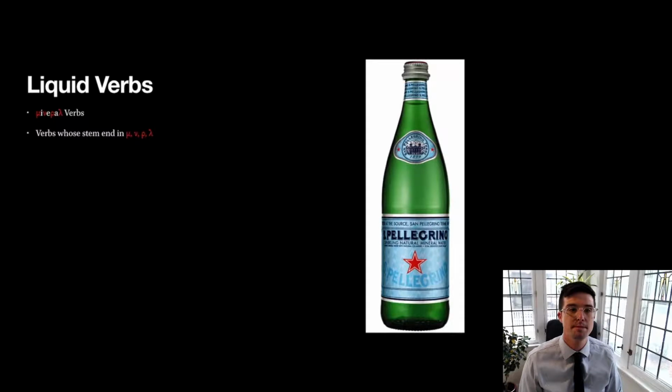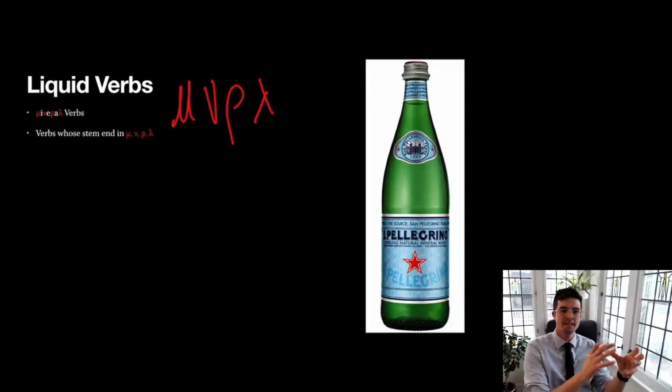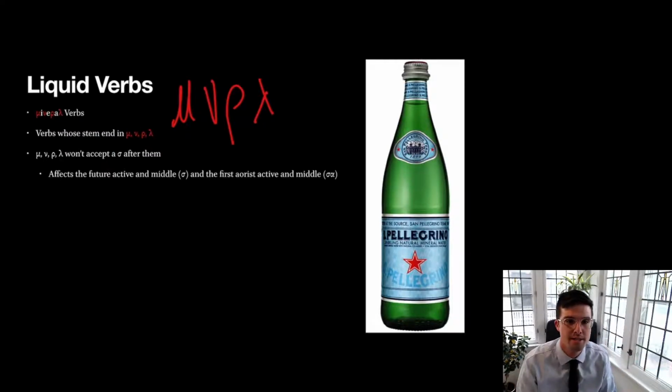So mineral verbs are verbs whose stem ends in one of four letters here. And I'm going to write these larger since I haven't given them to you large enough on the screen here. Mu, nu, rho, or lambda. Mineral. And so verbs whose stem ends in these four letters are going to undergo certain changes because these particular four letters will not accept a sigma after them. They exile the sigma. They do not allow it to be in the word or right next to them.